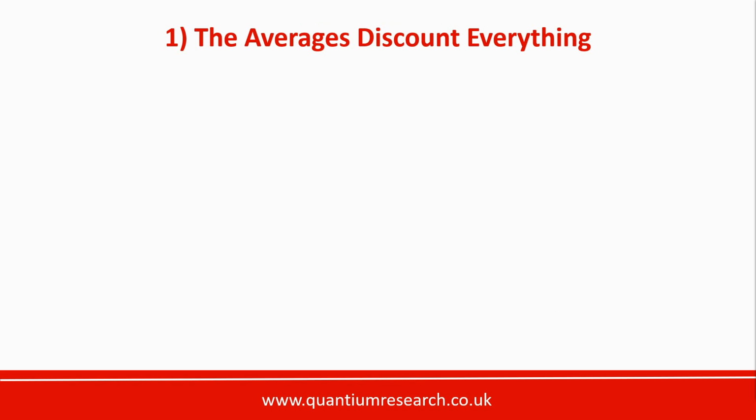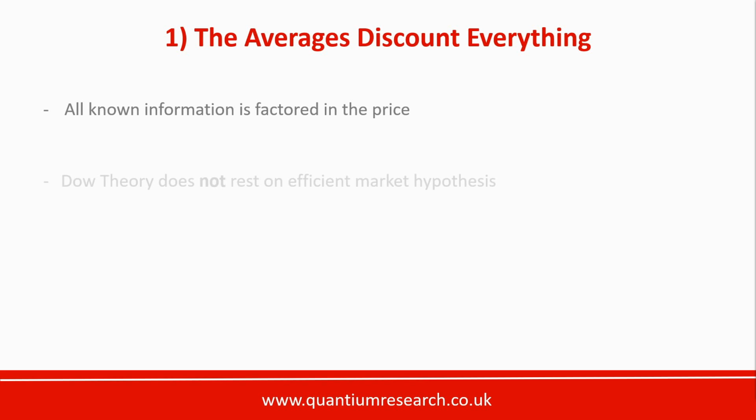So, the averages discount everything. The first tenet is an underlying assumption that Dow Theory rests on. The averages discount everything, specifically everything but acts of God, like natural disasters and earthquakes. This means that all known information gets factored into the price of averages, since every single market participant who has information will buy or sell based on that information. Therefore, price is a perfect reflection of the opinions of every investor.